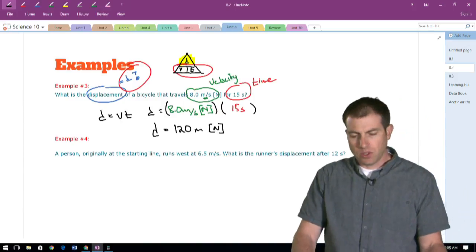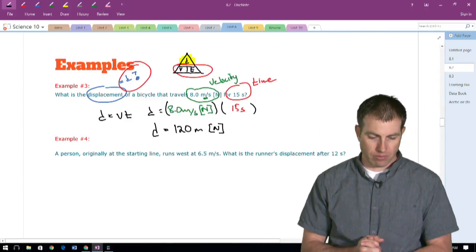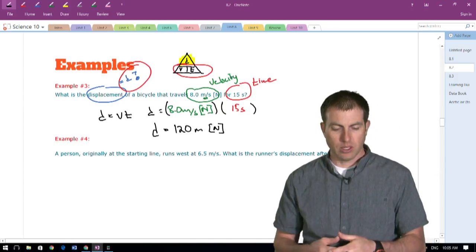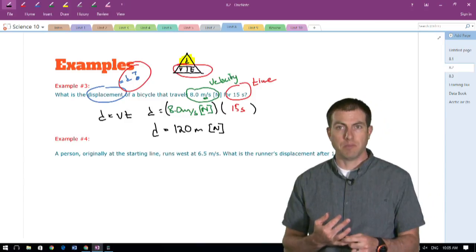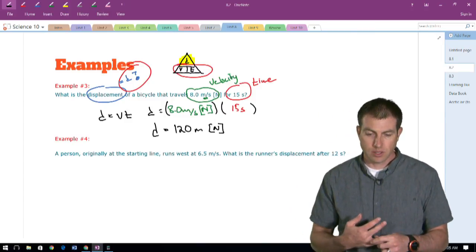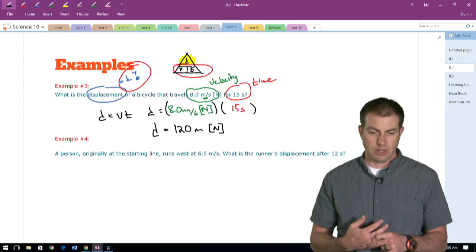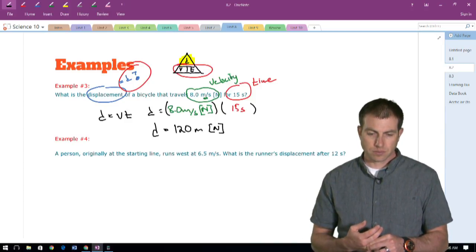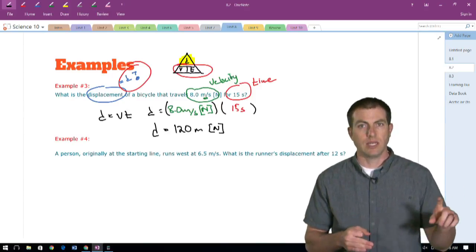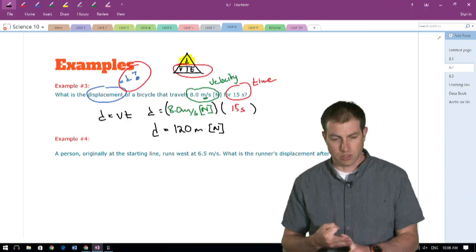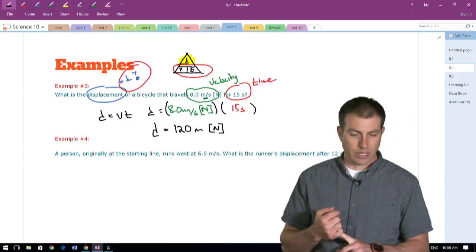All right, see if you can do the same thing for the next question. It's nearly identical. You have a person at a starting line, you have a velocity of 6.5 meters per second, and a time of 12 seconds, and it's asking for the displacement. So it's essentially the exact same set of steps. Again, write down the equation, write down your substitution, and then evaluate, with units and direction if necessary, in your answer. Take a second, try that one.